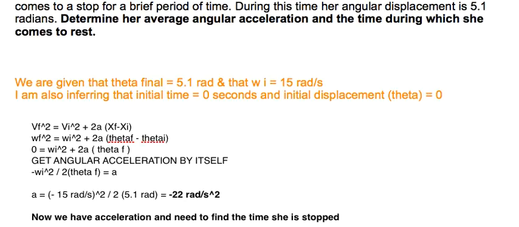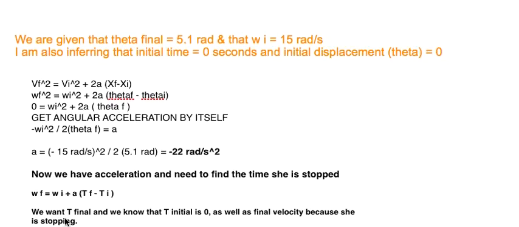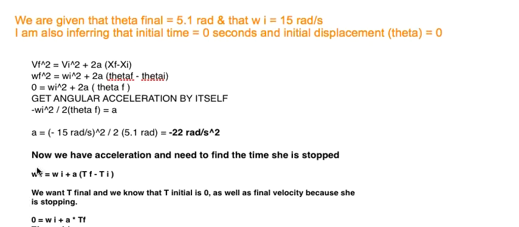Now that I'm looking for the time, I can use the kinematic equation with time and acceleration in it. So I'm doing final velocity equals the initial velocity plus acceleration times the change in time. So I want t final, and I know t initial is 0, so I can take away that t initial, and I also know that the final velocity is 0 because she's stopping. So now I have 0 on the left side, and initial velocity plus acceleration times t final.